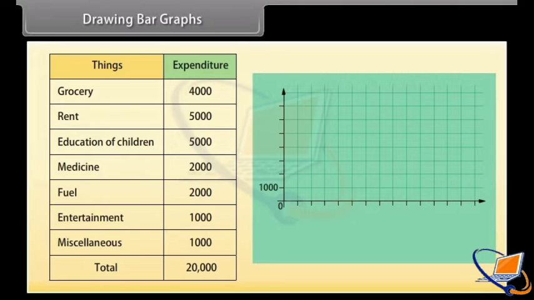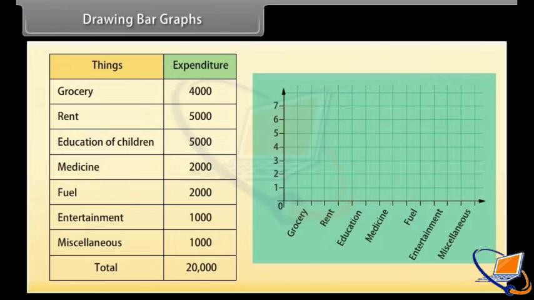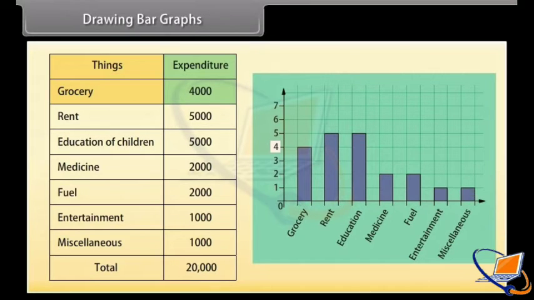Here 1 means 1,000, 2 means 2,000. Now to represent our first thing, that is grocery, we have to make a bar of unit 4. Similarly, other things are represented, leaving a gap of 1 unit in between 2 consecutive bars.